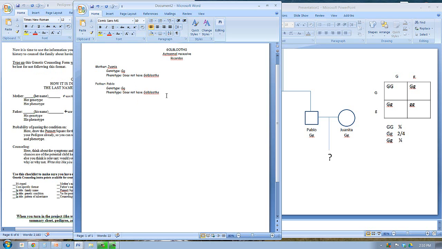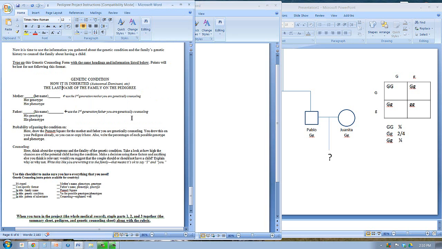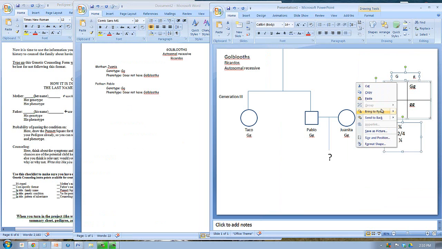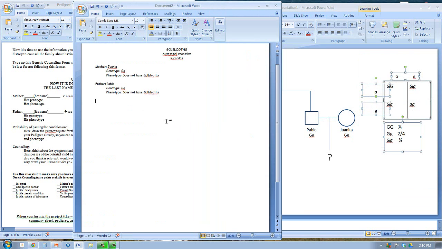So here's my information. This sheet is very, very simple. Probability of passing the condition on. Here, draw the Punnett square for the mother and the father you're genetically counseling. You drew this on your pedigree already, so you can recopy it here. Also write the percentages of each genotype and phenotype. So now it's both. I'm going to put all of mine together. I'm going to right-click and copy it all. We'll see if this works. If not, I'll just have to redo it. Hey, it kind of did.